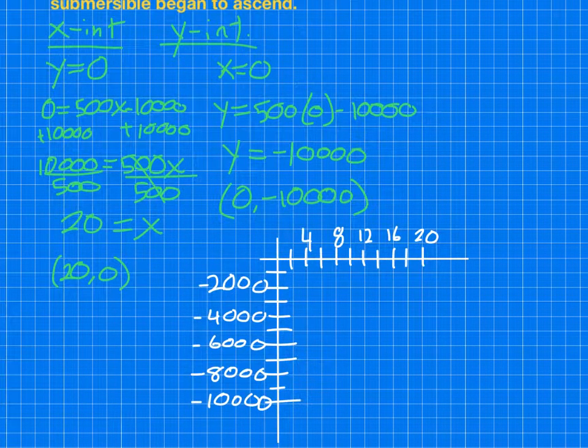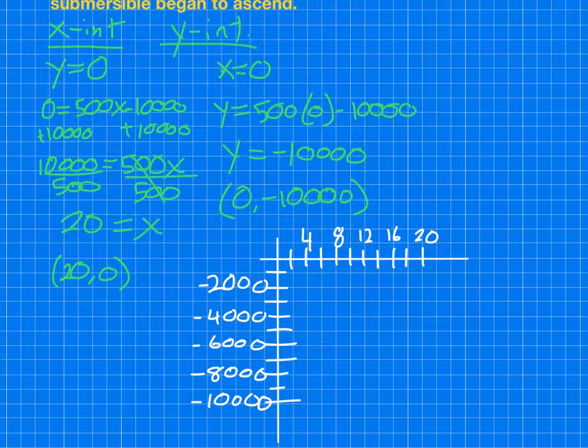Now, notice what quadrant I used. I used the 4th quadrant of the coordinate plane because my y-intercept is going to be on the negative part of the y-axis, and my x-intercept is going to be on the positive part of the x-axis. So this is really the area of the graph that I need here. Now I'm going to plot these points.